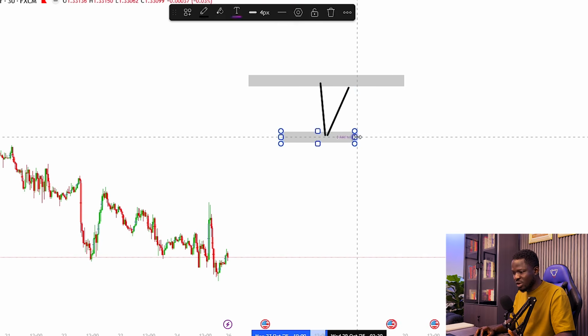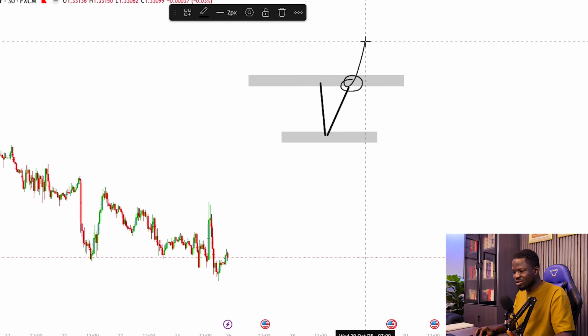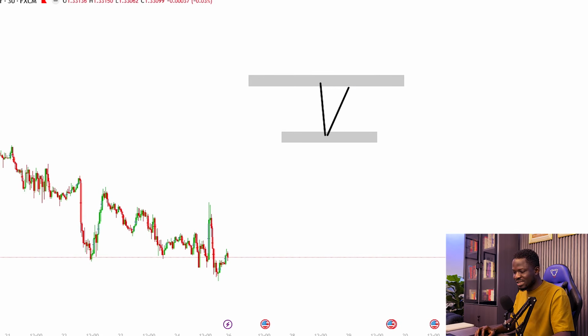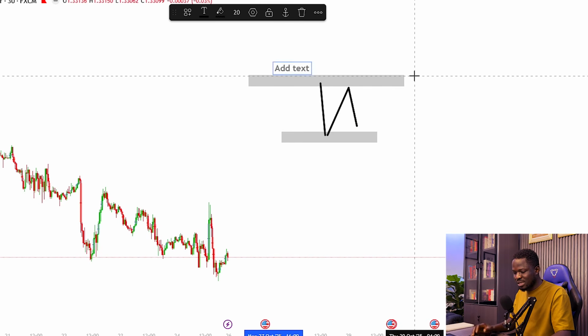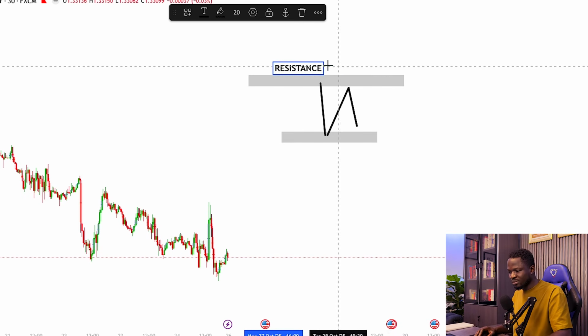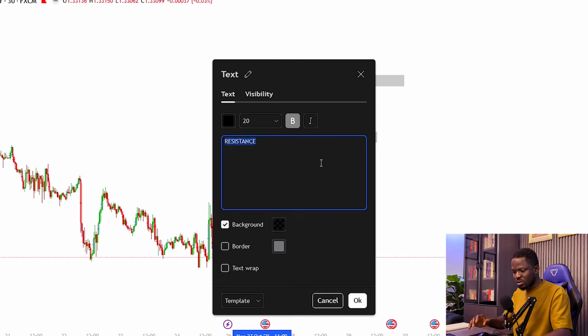right? So in a situation whereby the price is unable to break the resistance to the upper side and this resistance rejected the price, then price now sell down again, right? Then we call this place a resistance. Let me try to label it. Then this place, we call it support.